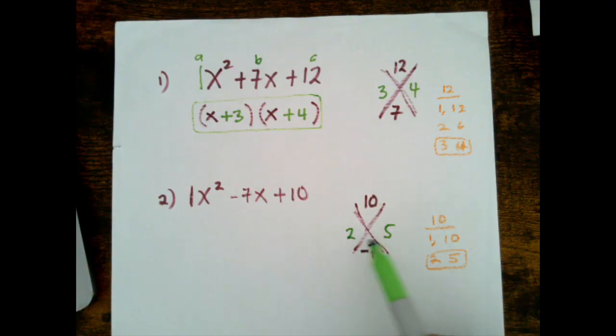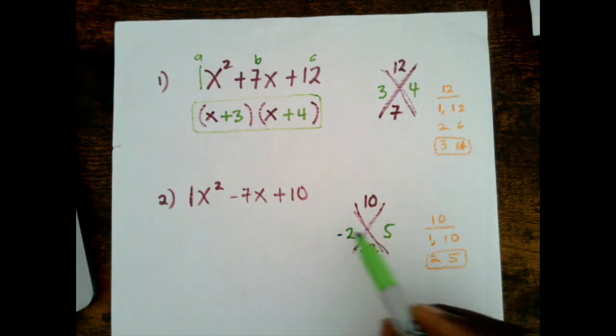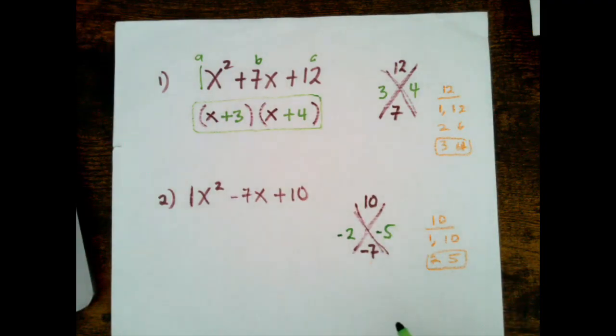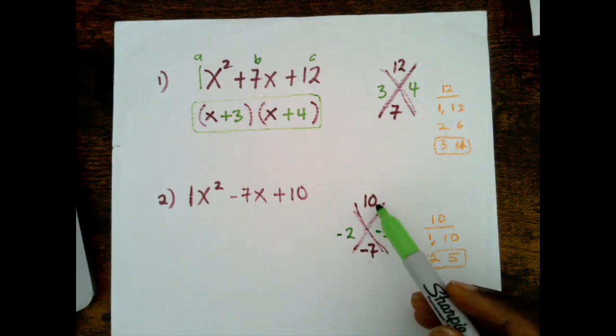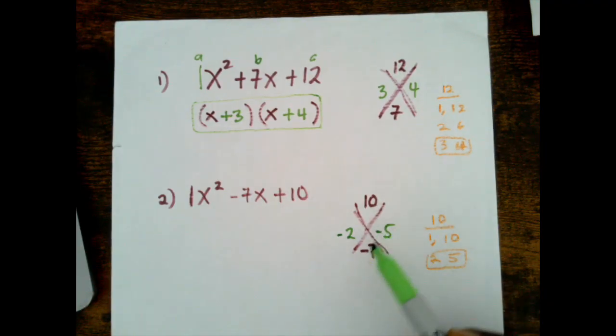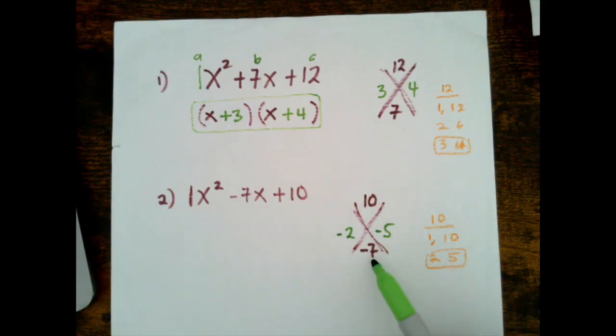So we need to do something on the signs. If I make this negative and that negative, let's see if that works out. Negative 2 times negative 5 becomes positive 10. And negative 2 plus negative 5 becomes negative 7. So therefore, these are the two numbers I'm after.